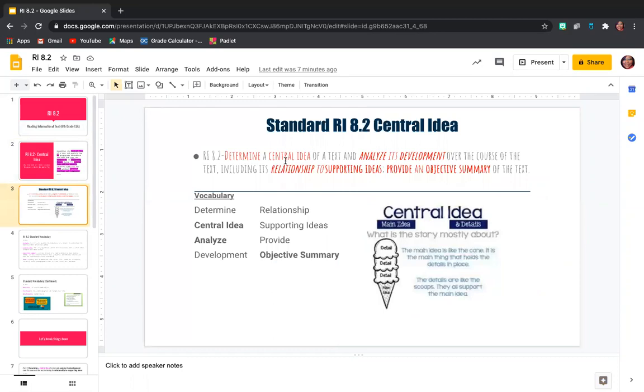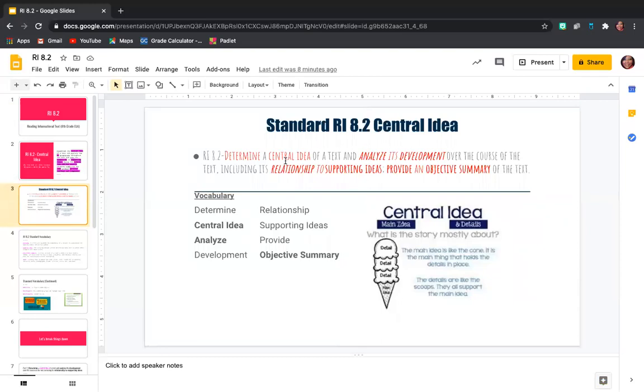This is the standard, RI 8.2. Determine a central idea of a text and analyze its development over the course of the text, including its relationship to supporting ideas. Provide an objective summary of the text.